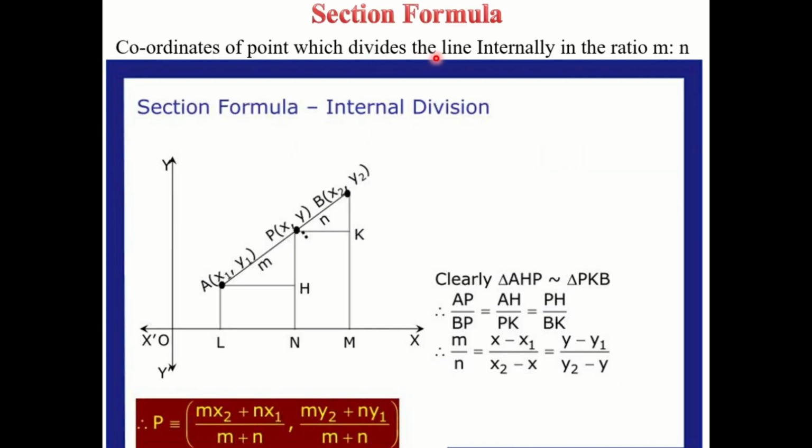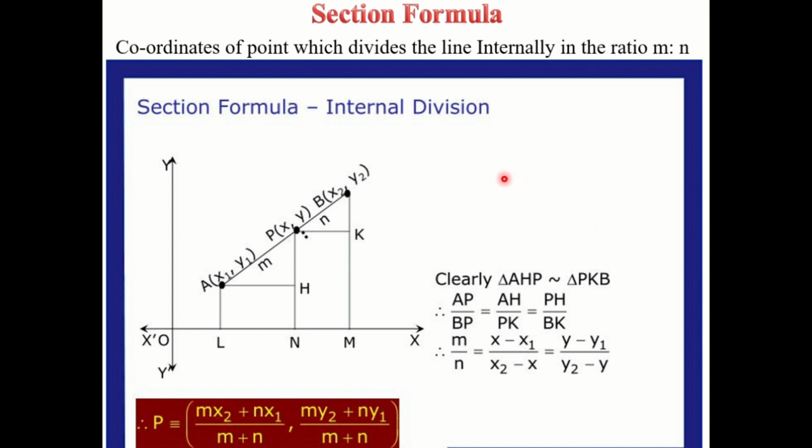The section formula has two formulas. One gives the coordinates of the point which divides the line internally in the ratio m to n, and the other gives the coordinates of the point which divides the line externally in the ratio m to n. First of all, we are going to see the coordinates of the point which divides the line internally in the ratio m to n.